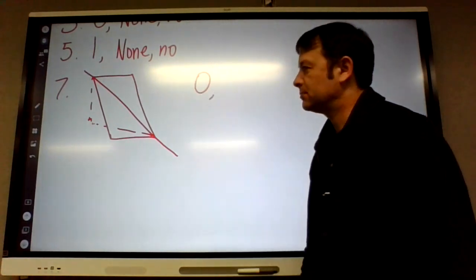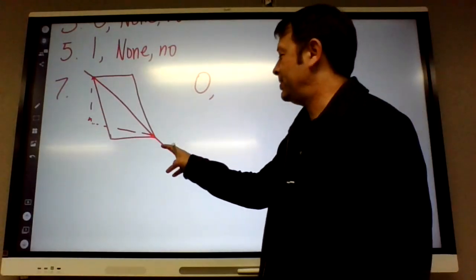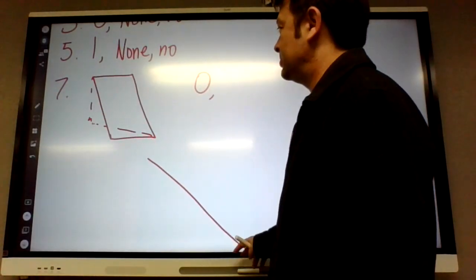Mr. Jordan, are you proud of me? So proud. It looked in the back of the book. Does it have any rotational symmetry? No.